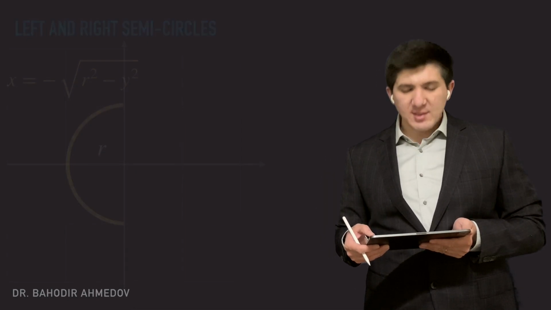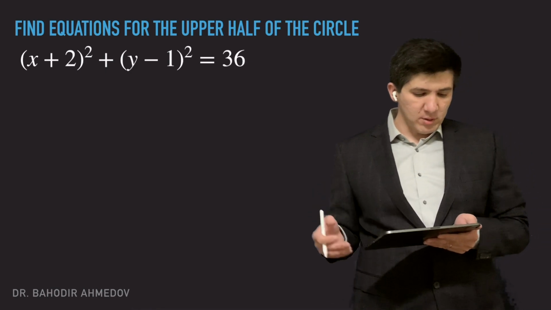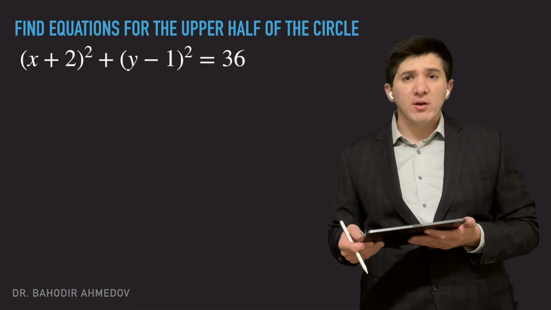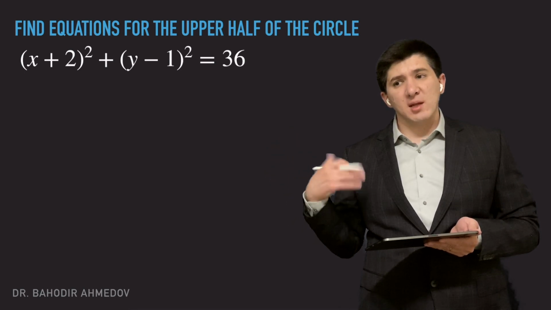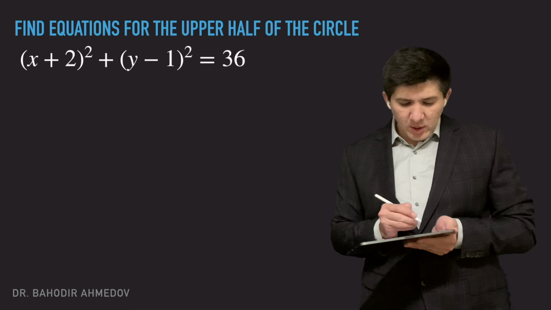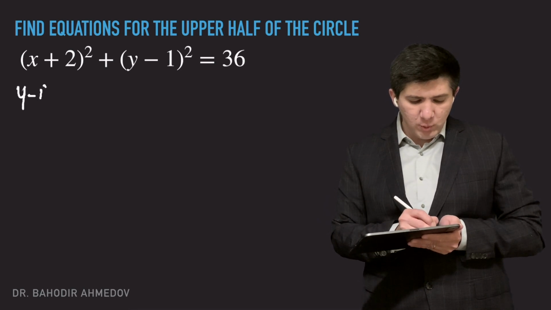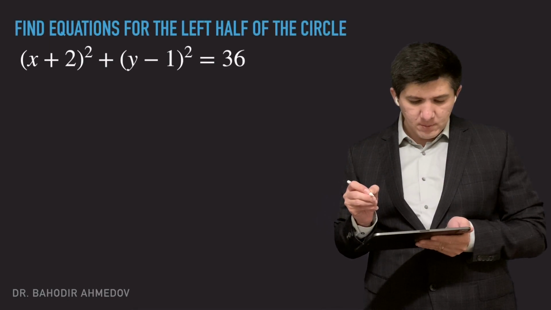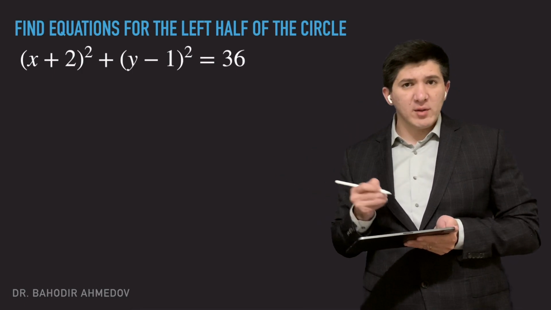So let's do a couple of exercises to define the half of the circle. For this example, we need to find the upper half of the circle. So how can we do this? Do you remember, upper half means that your curve should be defined as y is equal to something, right? So I'm going to find the y from here. Let's first of all find the upper half, then we can find the left half.